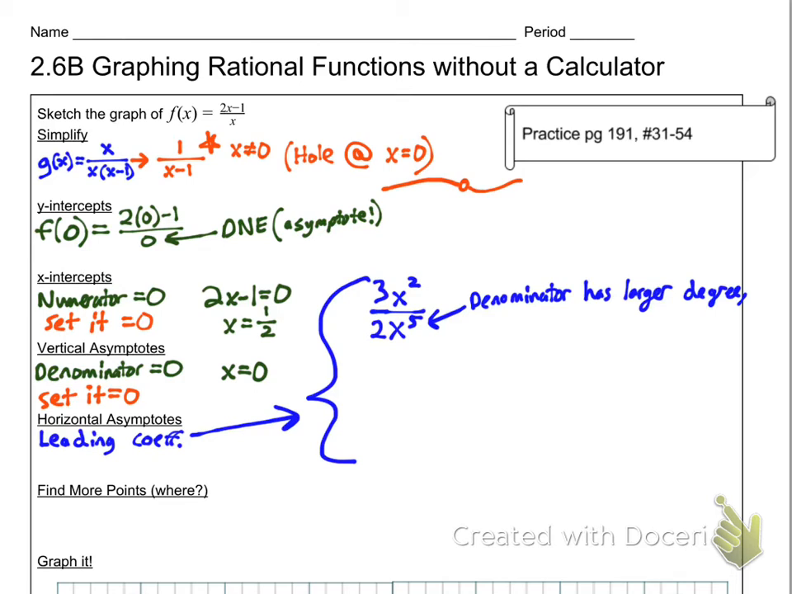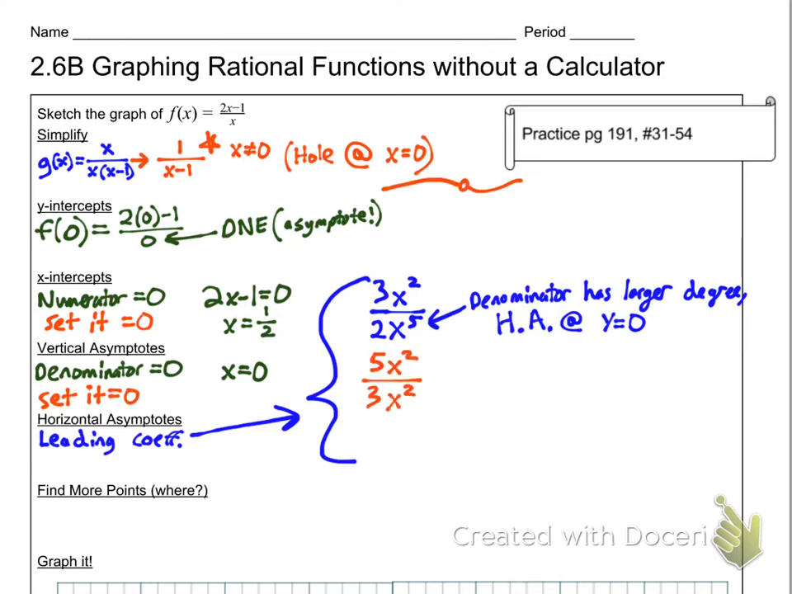X to the 5th, if the denominator has the bigger exponent, then the horizontal asymptote is going to be at y equals 0. The reason for this is when you plug in really, really big numbers, whether they're positive or negative, that denominator to the 5th power is always going to be way, way bigger than the number on top. So the thing that gets overpowered, any number divided by a really big number, is going to get closer and closer to 0. Really, really small, so we'll get really close to 0.